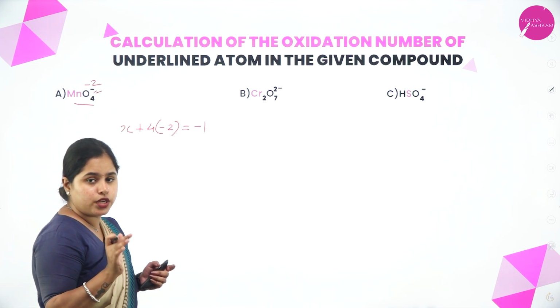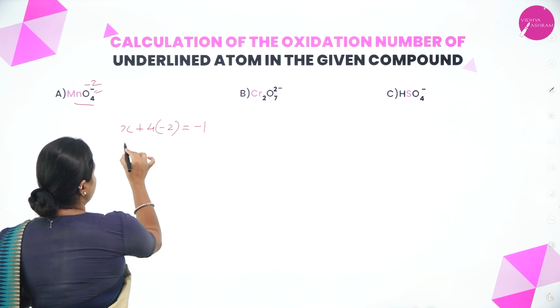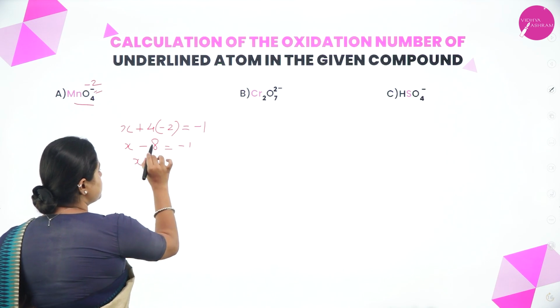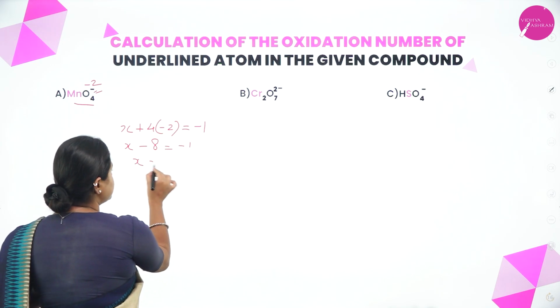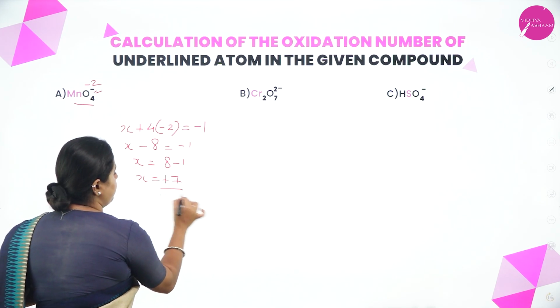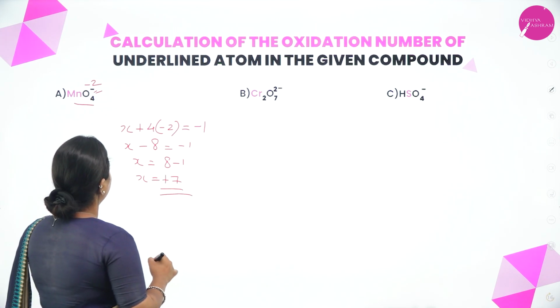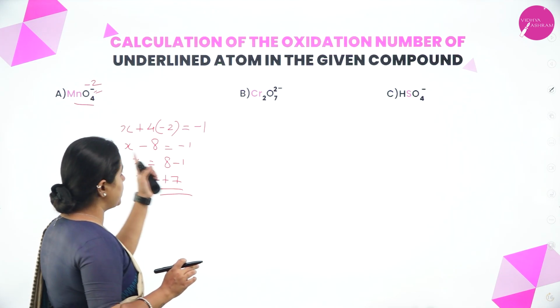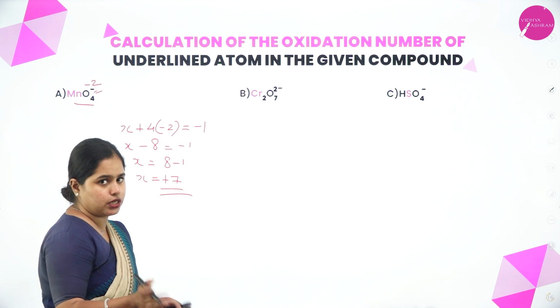So it won't be equal to 0. It should be equal to -1, right? So X, 4 into -2 is -8, is equal to -1. And this -8 I am taking to that side. It becomes 8 minus 1. So X will be equal to +7. So what is the oxidation number of manganese? It is +7. So I hope it is clear. So when you have a charge there, it must be equal to that charge. It's not equal to 0.